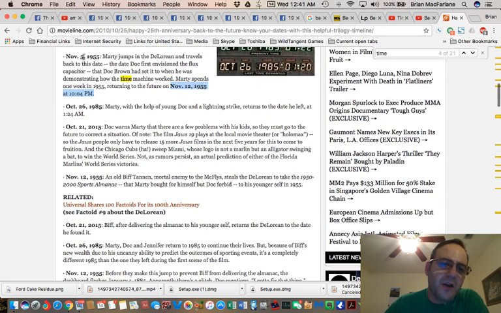November 5th, 1955. Marty jumps in the DeLorean and travels back on this date, the date Doc first envisioned the flux capacitor. I remember clearly, I was hanging an alarm clock and I slipped and hit my head on the sink, right? You remember that? Doc Brown had set it to that date when he was demonstrating how the time machine worked. Marty spends 1 week in 1955, returning to the future on November 12, 1955 at 10:04 p.m.